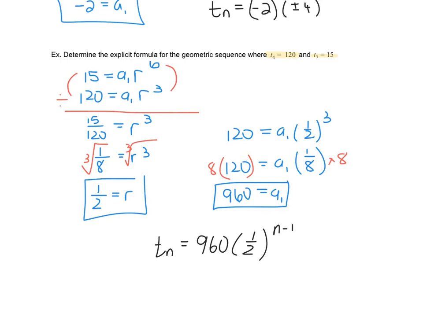So it's really important, if when you do your elimination, if you get an even exponent, you will have that plus minus for the ratio, which can also mean you have two options for your first term. But when it's an odd exponent, it's only one version you have to worry about.